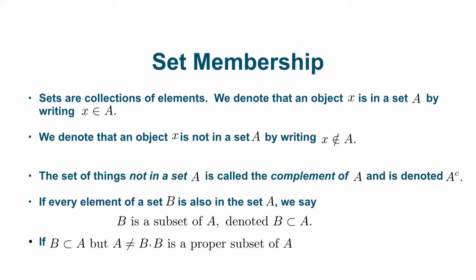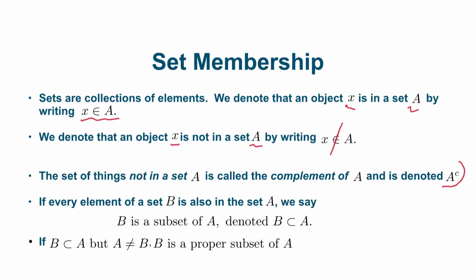So an element X is said to be in a set A, and we write X is contained in A. So this E-looking thing is really an epsilon, a Greek letter. We denote that the object X is not in the set A by writing the same thing but with a line through it to say it is not in the set. We give a name for the collection of all things not in the set, which is the complement, A^C.